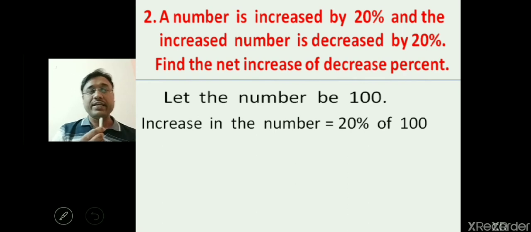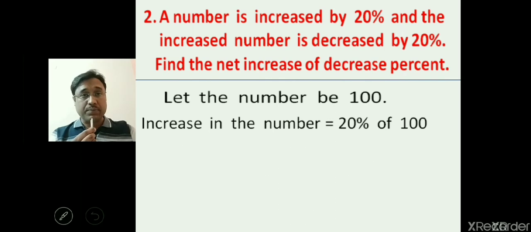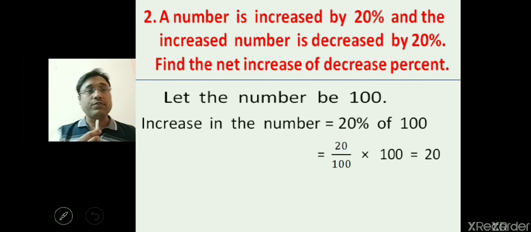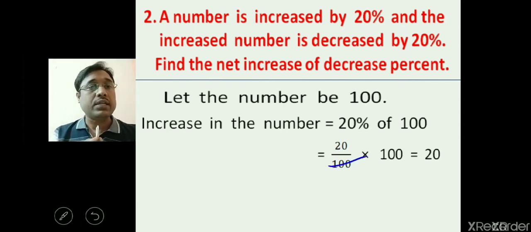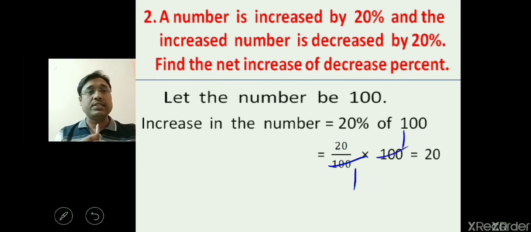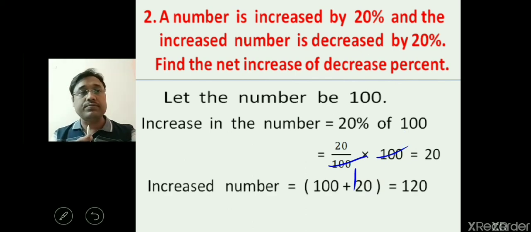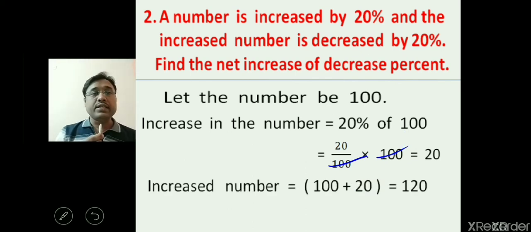The increase in the number is 20% of 100. It will increase by 20% of its present value. So 20% of 100 is 20 by 100 into 100, and you will get 20, because 100 and 100 cancel. So 20 into 1 is 20. This is the increase in the number. Then the increased number is 100 plus 20, that is 120. Whatever increment you get, you add to the previous value, so that is 120.